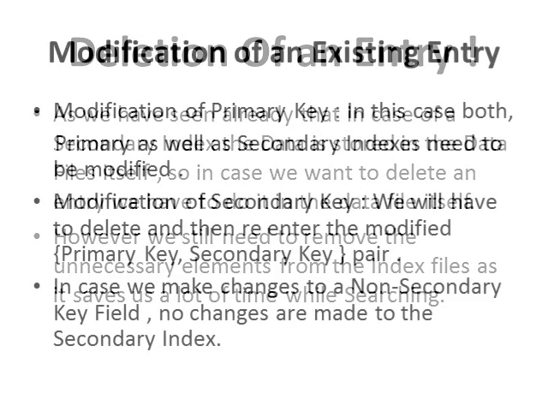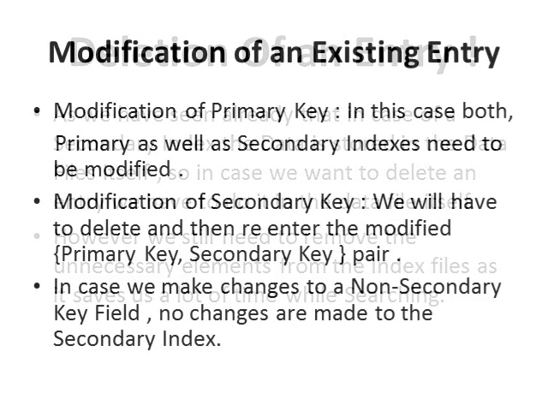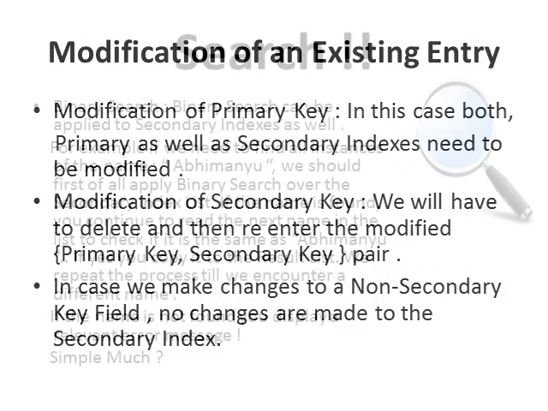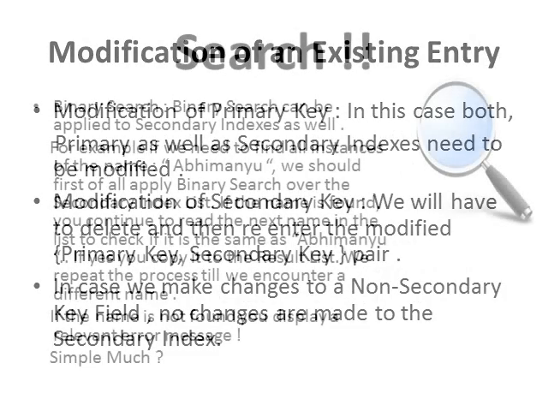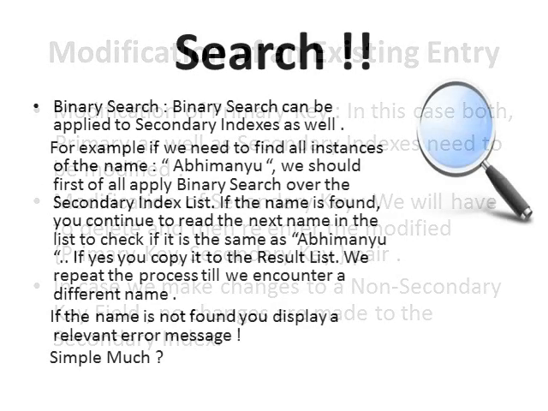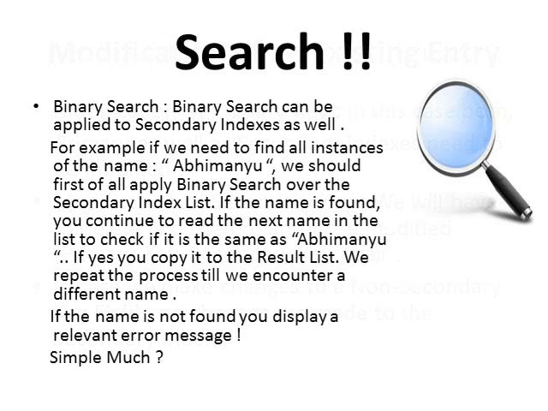Search: binary search. Binary search can be applied to the secondary index as well. For example, if we need to find all instances of the name Abhimanyu, we should first apply binary search over the secondary index list. If the name is found, you continue to read the next name in the list to check if it's the same as Abhimanyu. If yes, you copy it to the result list. We repeat the process if we encounter a different name. If the name is not found, you display a relevant error message.